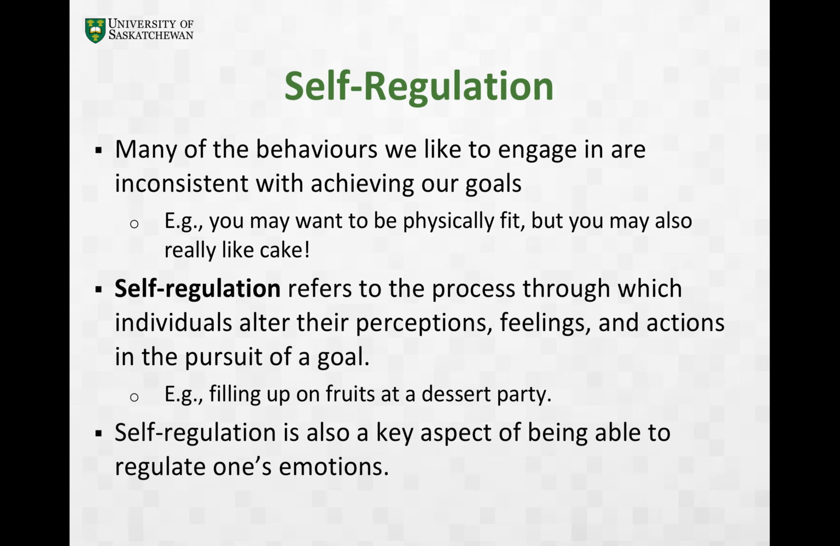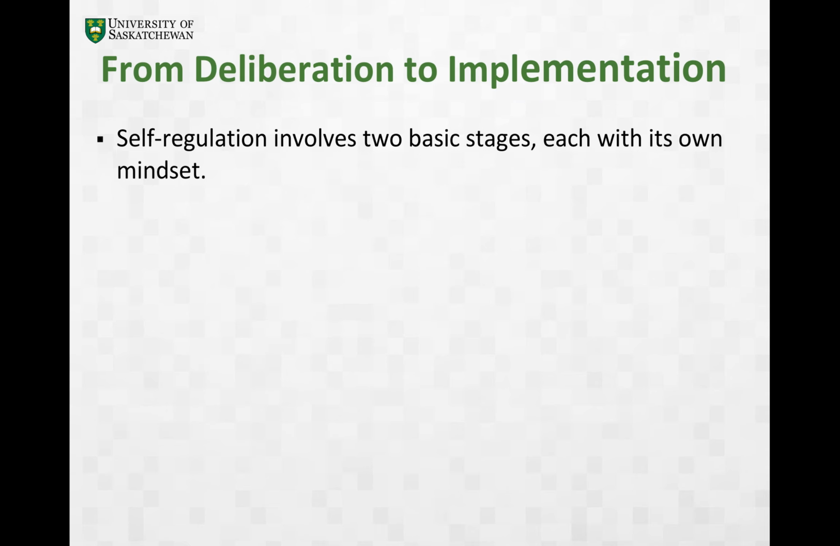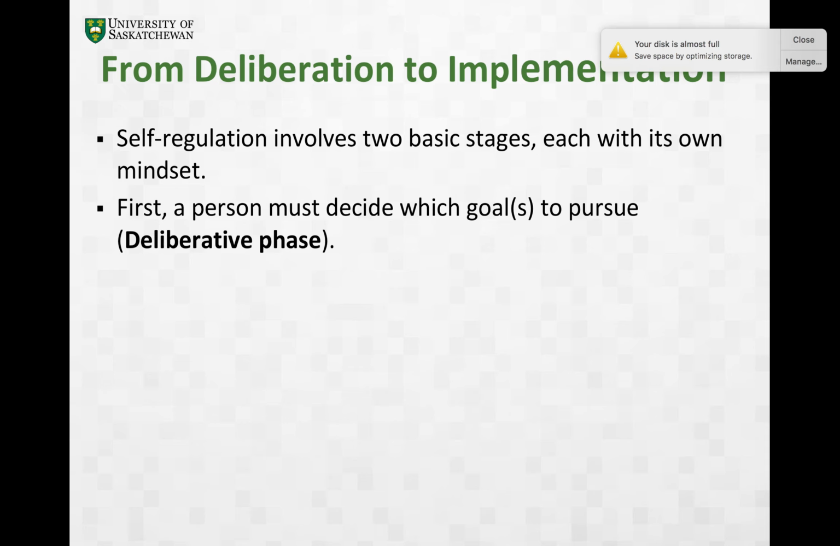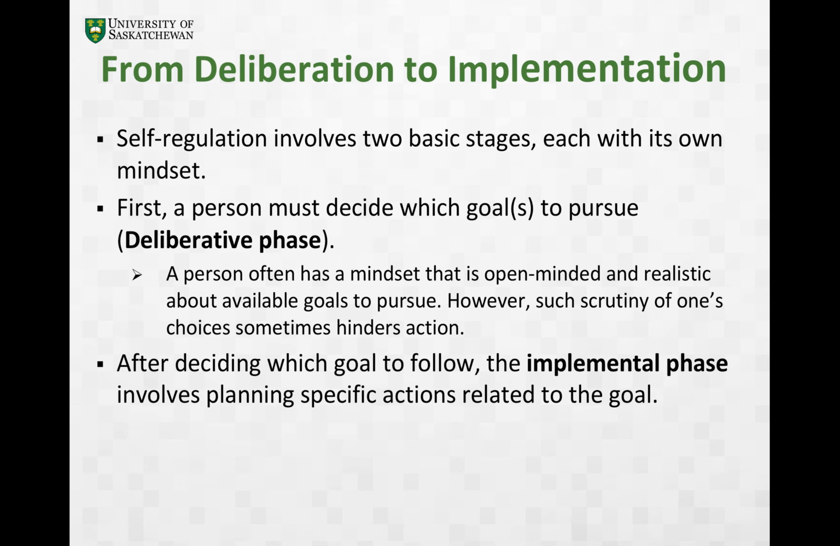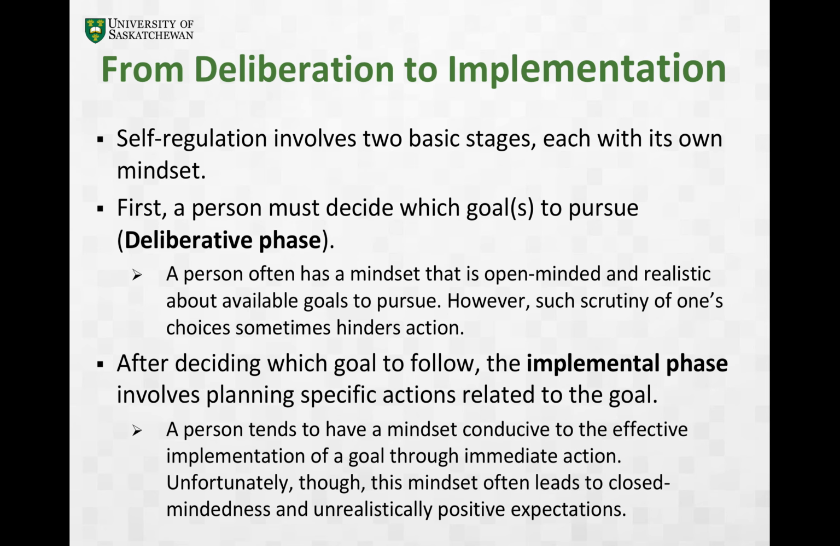Self-regulation also plays a very important role and is a key aspect of learning how to regulate our emotions. Now, self-regulation involves two basic stages, and each of these stages has its own mindset involved. First, we've got to decide on the goals that we are going to pursue, and that's what we call the deliberative phase. During this phase, we're deliberating and deciding on what goals we're going to pursue, right? After we decide which goals to follow, we get into what's called the implemental phase, right? So we're implementing and planning specific actions related to this goal.